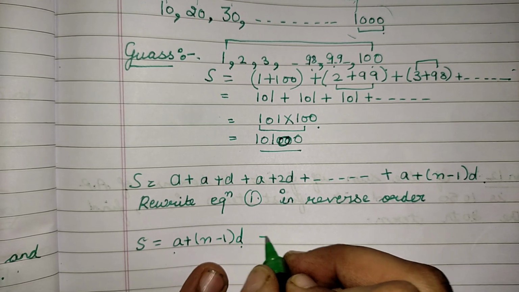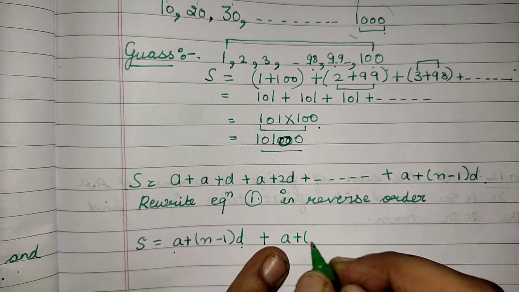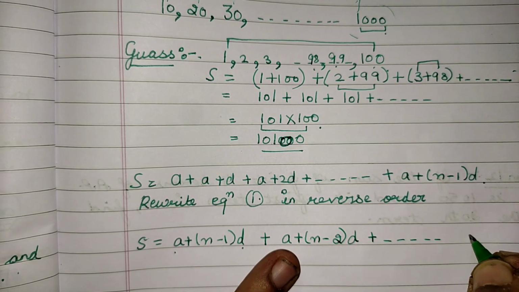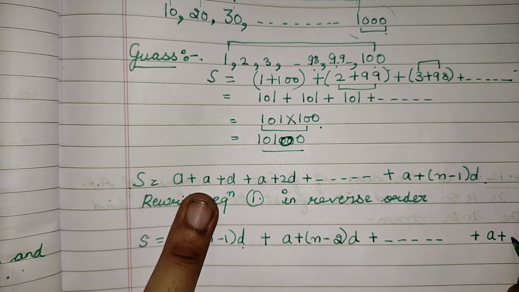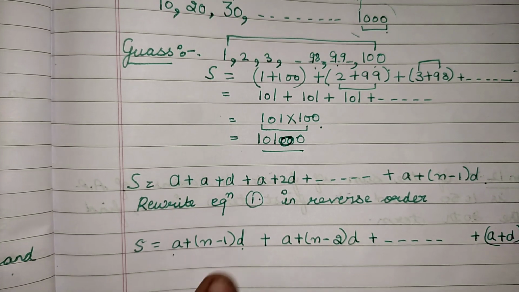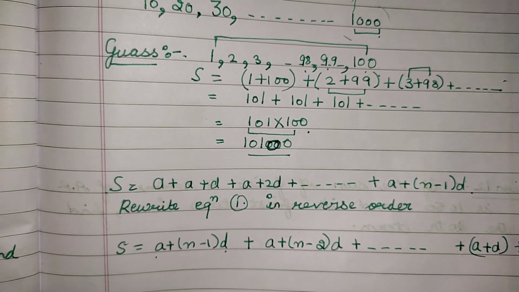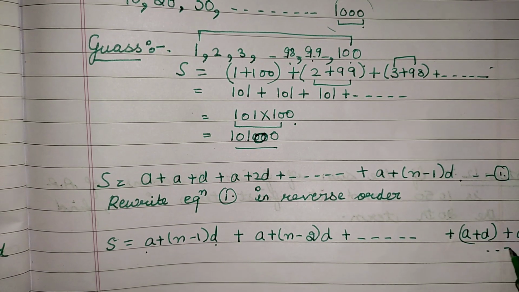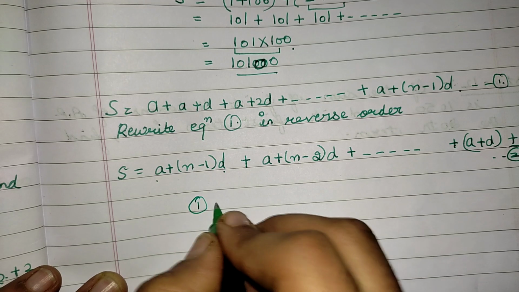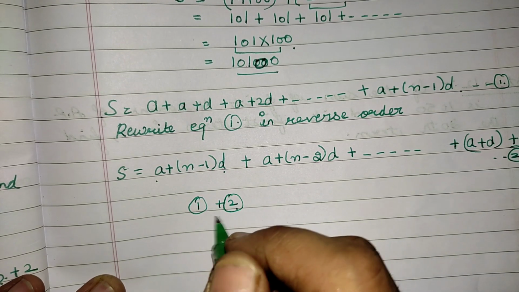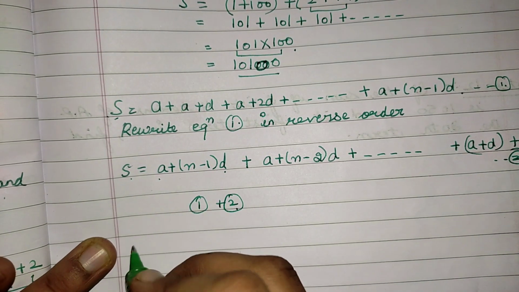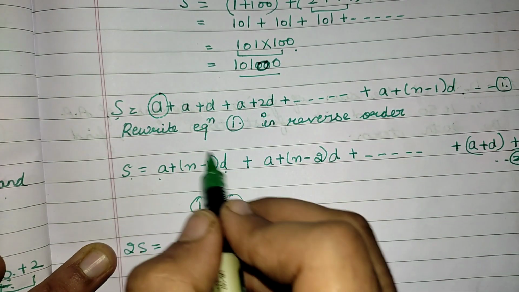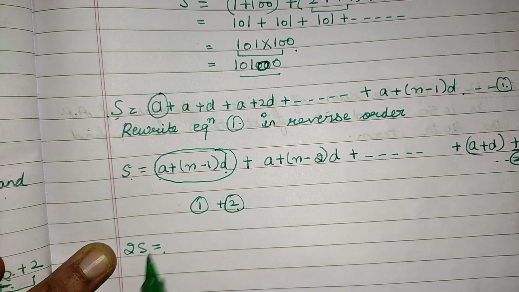So this will be a plus n minus 1 into d, and the second last term will be what? a plus n minus 2 into d, and so on. And I can write it like this, a plus d plus a. Okay, so now do the addition of the first and this second term. After doing the addition of the first and the second term, what value will I get? I will get s plus s is equal to 2s, and then do the addition of this first term and this first term.